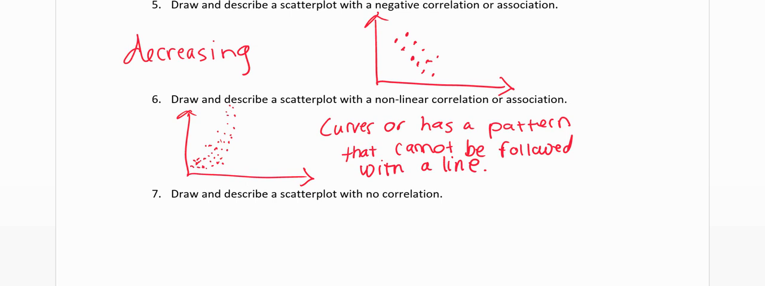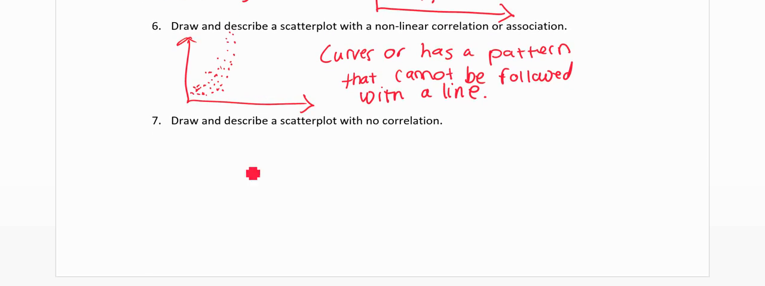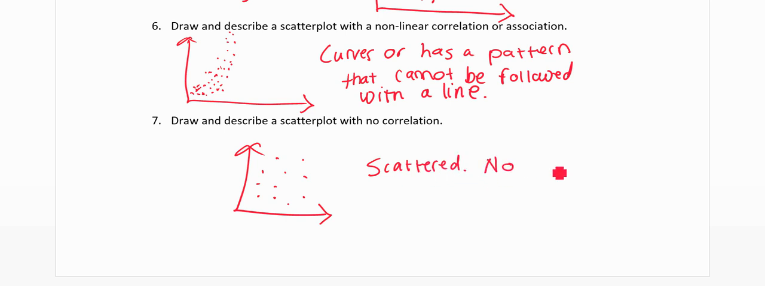Okay, number 7, draw and describe a scatter plot with no correlation. So this is when I can't see any sort of relationship between them. So it's scattered, no relationship between the data.